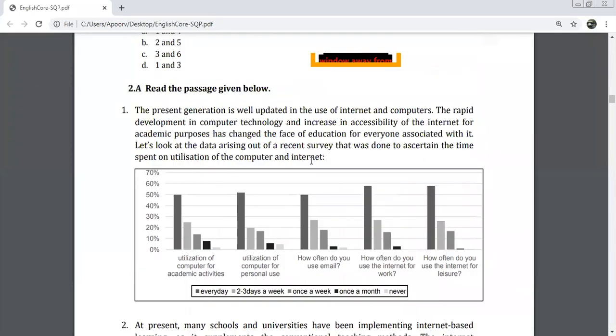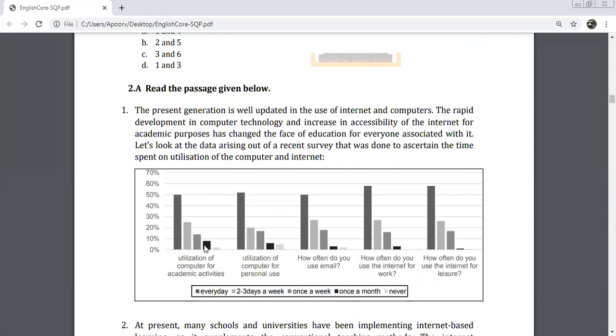Here, we'll go back to this. The black line depicts once a month. This shade is every day. This is 2 to 3 days a week. This is once a week. And this darker one, the darkest one, is once a month. Okay, we got this. Once a month.